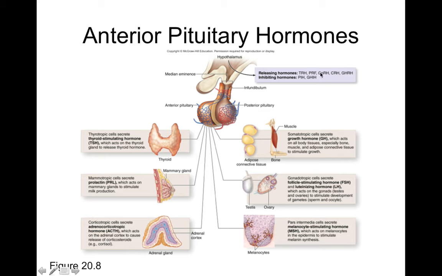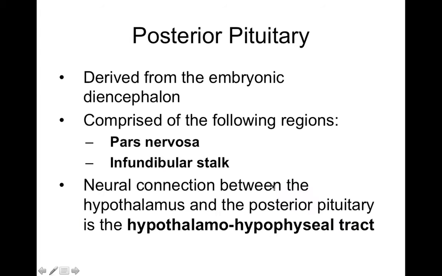So if it's gonadotropin-releasing hormone, that's going to stimulate the release of FSH and LH, which influence the gonads, like your testes and ovaries. Okay? Now, the posterior pituitary is a completely different process. And it's kind of odd here, where the posterior pituitary is actually derived from neural tissue. So it's not actually a glandular tissue.